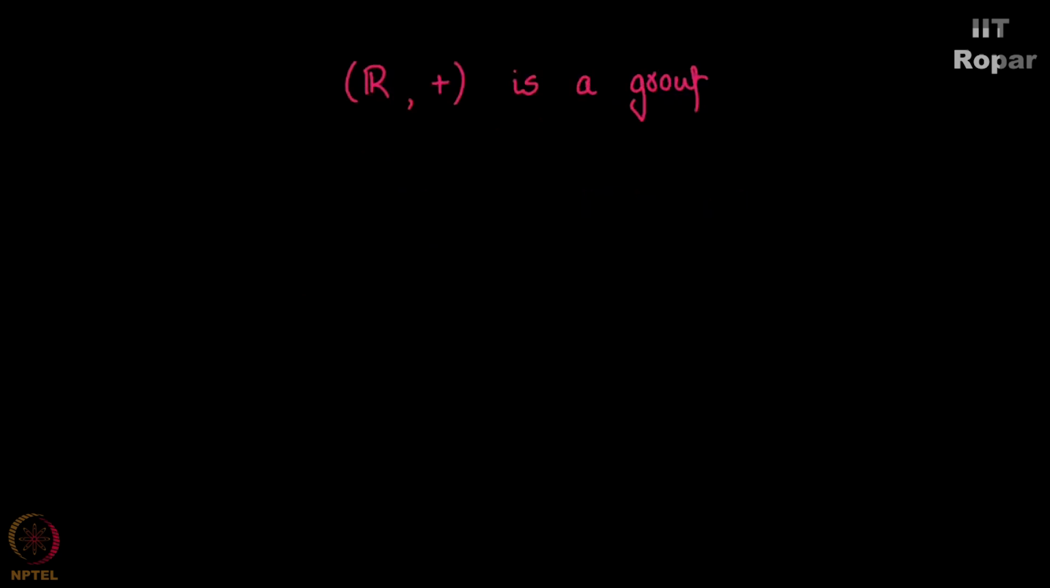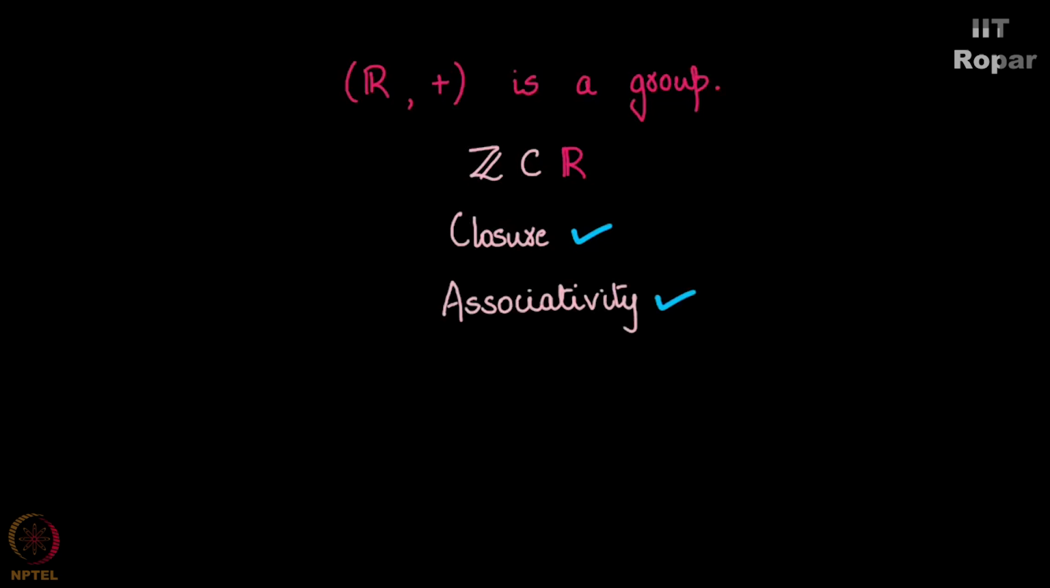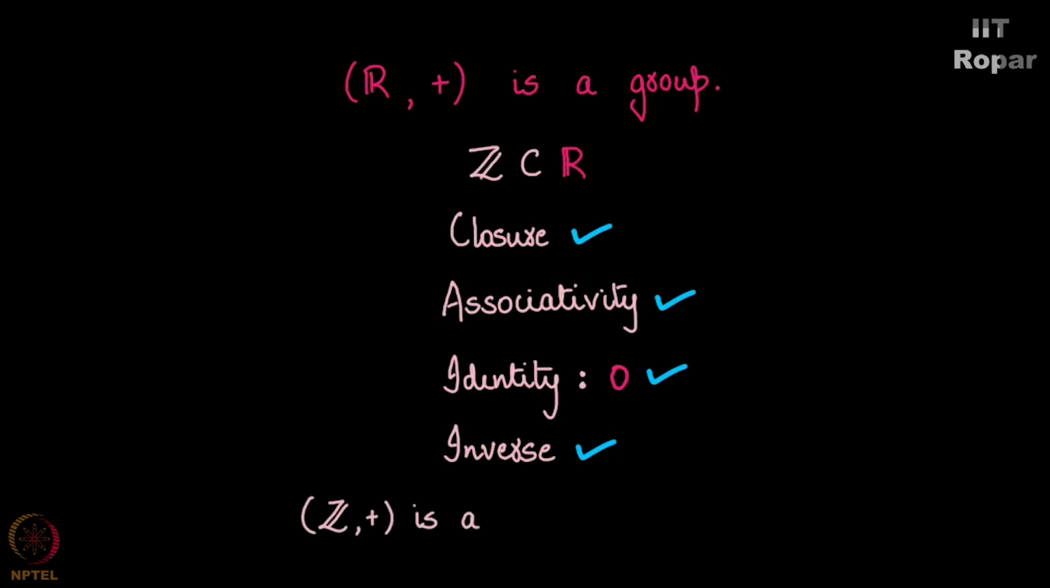We know that R plus is a group. Real numbers under addition is a group. Now, integers is a subset of R. We all know that. Now, if I take integers and give a plus operation to it, closure is satisfied, associativity is satisfied, identity exists which is 0, and inverse also exists, right? And hence under the addition operation, Z plus is a subgroup of R plus.